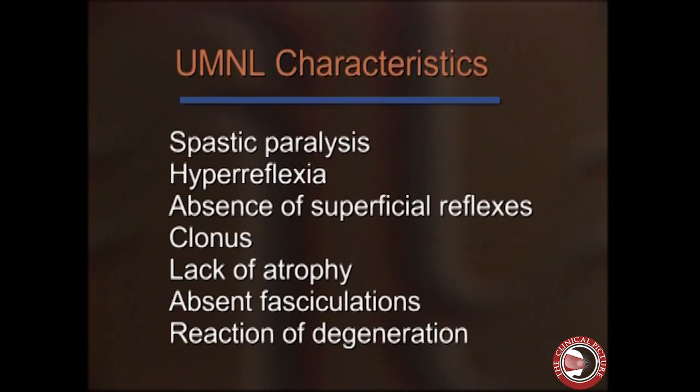A lesion of the brain or spinal cord which produces the following characteristic signs is called an upper motor neuron lesion. The characteristics of a UMNL, or upper motor neuron lesion, are spastic paralysis, hyperreflexia, that is a 3+ or greater reflex utilizing the Wechsler scale, absence of superficial reflexes, clonus, which is more than one contraction per tap, lack of atrophy, absent fasciculations, and reaction of degeneration.